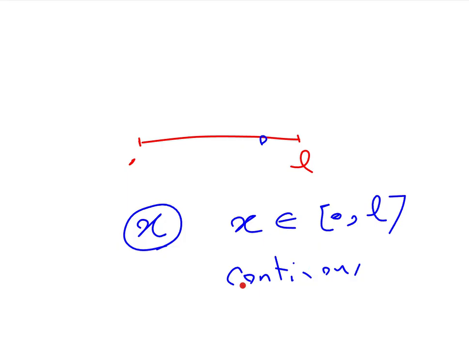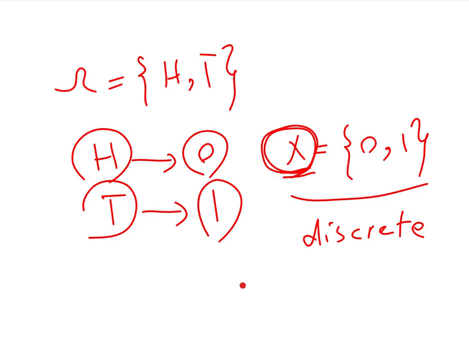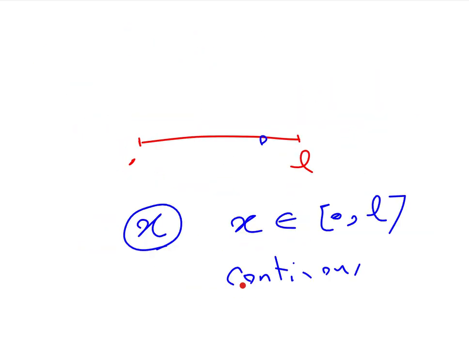Here we have a continuous random variable. In the previous example, we have a discrete random variable, but here we have a continuous random variable.